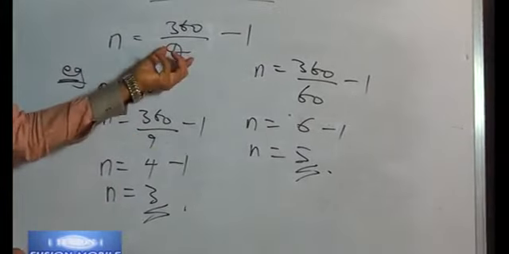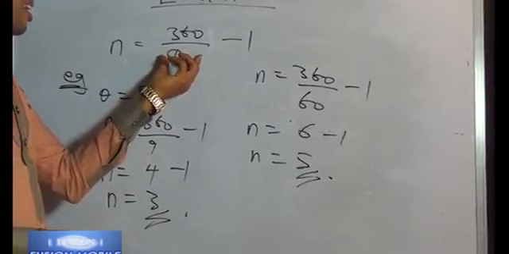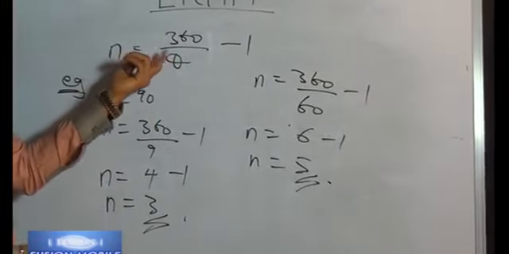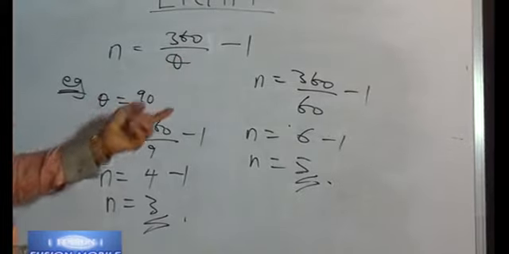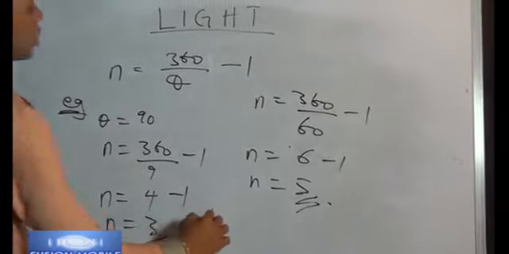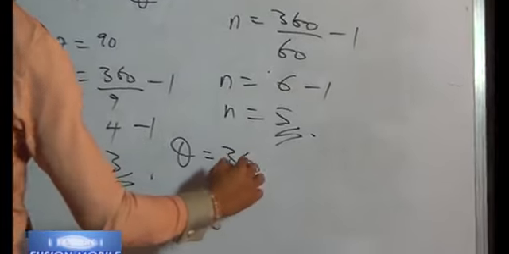Now if they ask you also to calculate the theta, what you do is just to make theta the subject of the formula and move on with it. Whereby if you make theta the subject of the formula, you have something this way: theta equal to 360 over n plus 1. And you move on and calculate it.